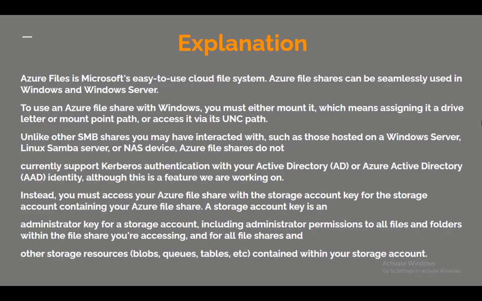To use an Azure file share with Windows, you must either mount it, which means assigning it a drive letter or mount point path, or access it via its UNC path. Unlike other SMB shares you may have interacted with, such as those hosted on a Windows Server, Linux Samba server, or NAS device, Azure file shares do not currently support Kerberos authentication with your Active Directory or Azure Active Directory identity. Although this is a feature we are working on.